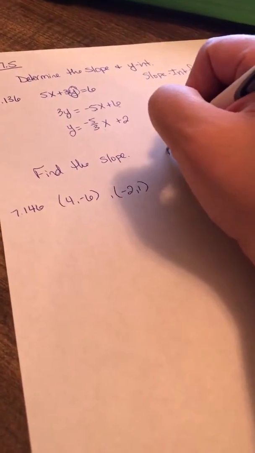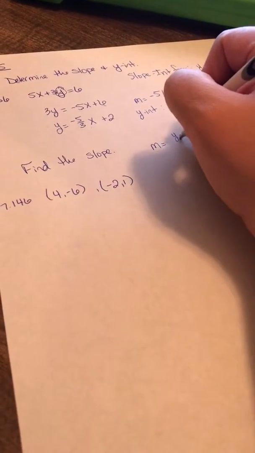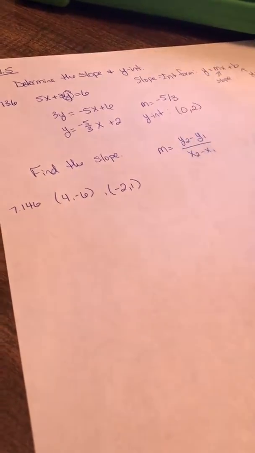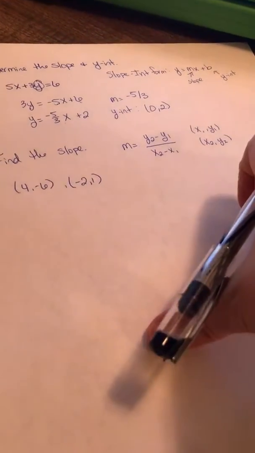So for your slope, the slope formula is y2 minus y1 divided by x2 minus x1. That's the slope of a line going between x1, y1 and x2, y2. So use the slope formula, so basically just plug that in. If you want to label this x1, y1 and x2, y2, that's fine.